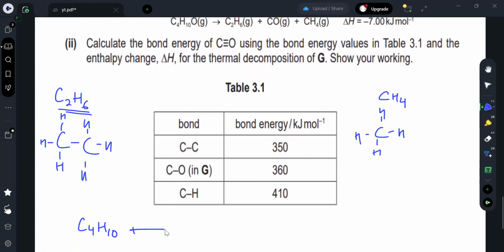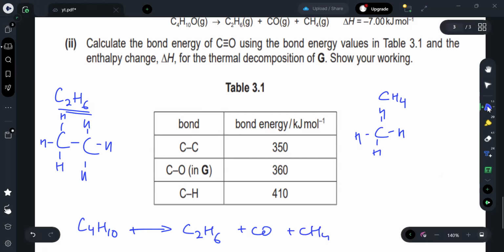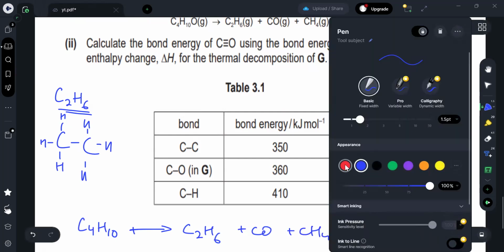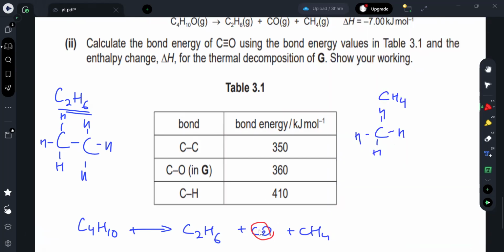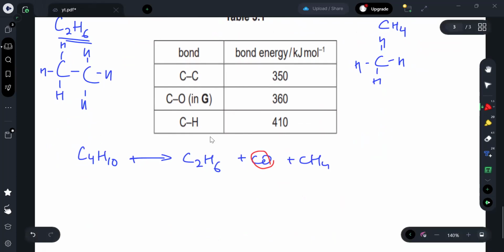C4H10O forms C2H6 plus CO plus CH4. So what we have to find here is this, right? CO. Okay, so let's start.